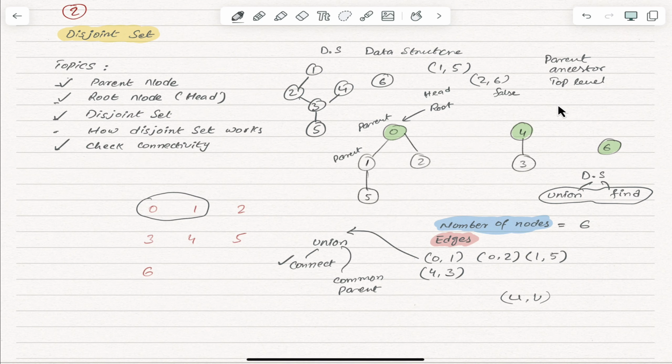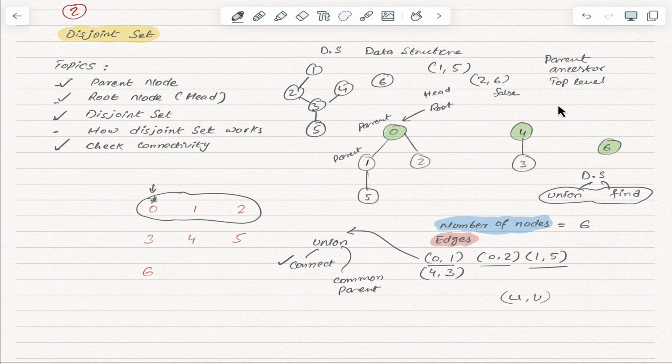So in this case, suppose 1 says 0 is a parent. Now when we go to the second edge, 0 and 2, we are going to connect 0 and 2. In that case, that set will become like this. And in this case, 2 and 0 will decide who is the parent. Suppose we say again that 0 is my parent.